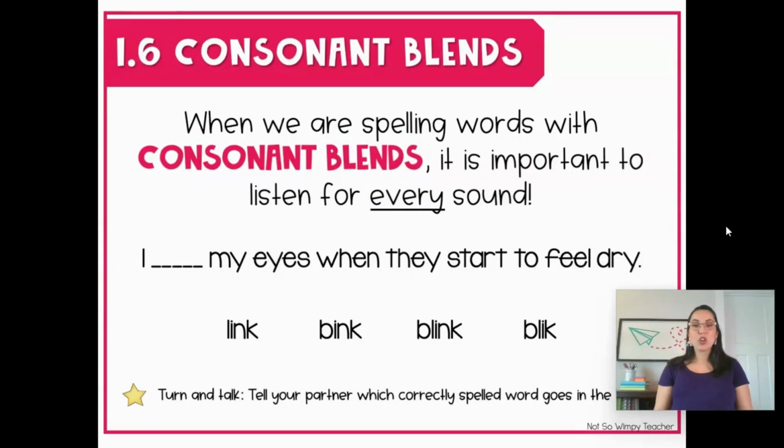We then want to start talking about how they're going to be identifying consonant blends based on sound. So much of spelling comes back to sound, and it's so important that we use those skills for our spellers. So for consonant blends, we want to teach our students that it's really important to listen for every sound. Then you're going to model that with this great fill in the blank task.